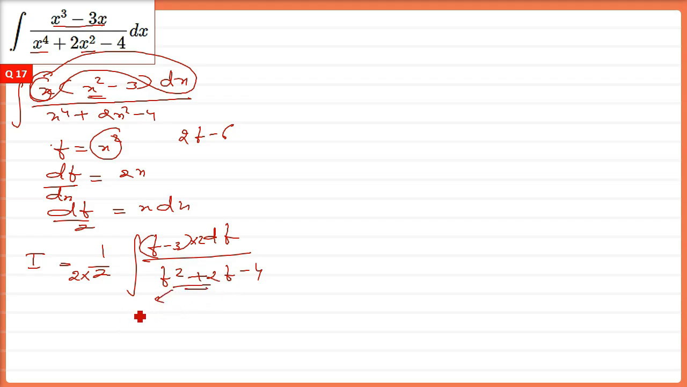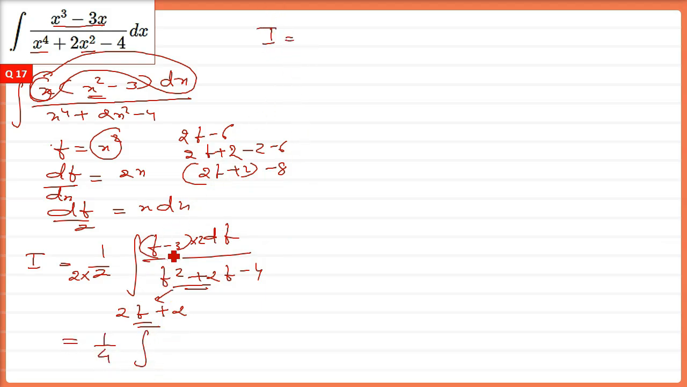But here, if you multiply this numerator and denominator by 2, the numerator will be 2t minus 6. But 2t minus 6 can be written as 2t plus 2 minus 2 plus 6, that is, 2t plus 2 minus 8. The only thing is that this 2t plus 2 is the direct differentiation of t square plus 2t minus 4. So rather than writing t minus 3 equals a into d by dx of t square plus 2t minus 4 plus b, we directly have 2t plus 2 minus 8, which is what we got after multiplying numerator and denominator by 2.